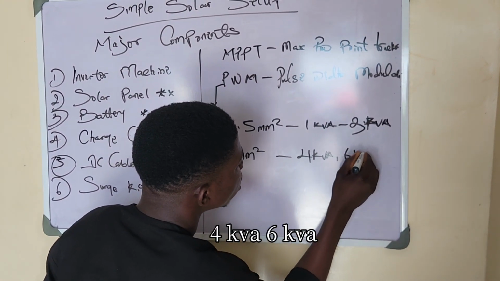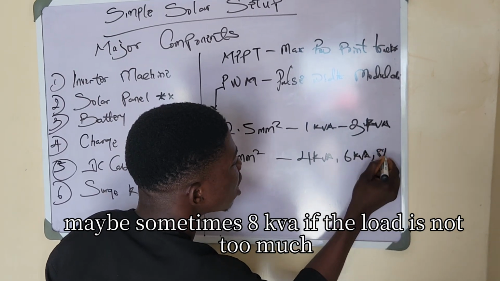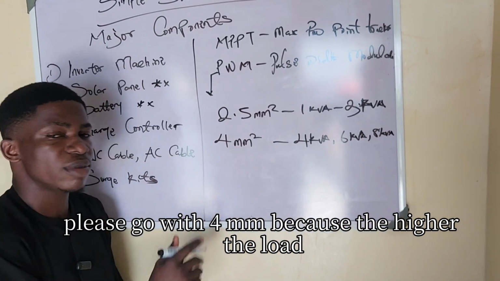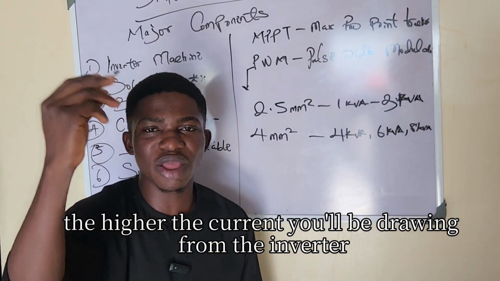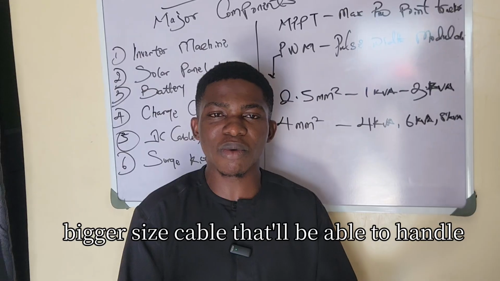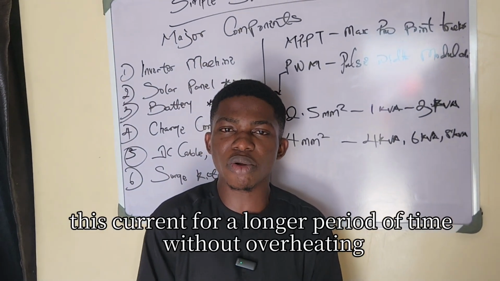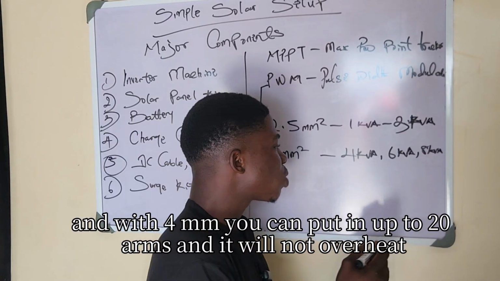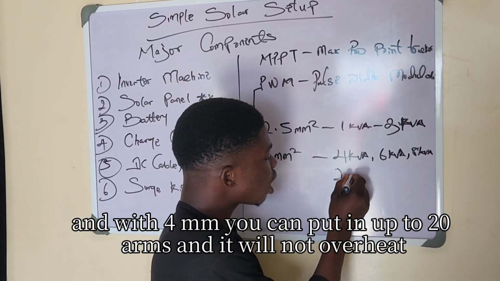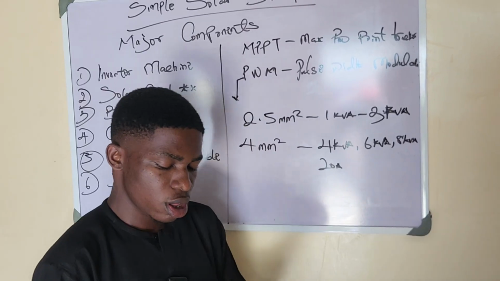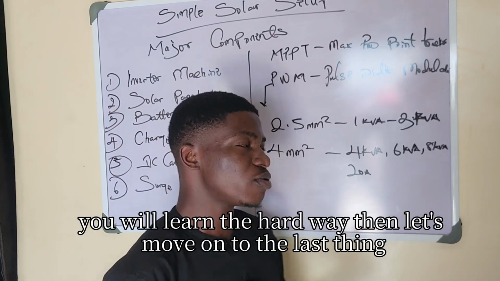But if you are going with, let's say, 4 kVA, 6 kVA, maybe sometimes 8 kVA, if the load is not too much, please go with 4 squared, because the higher the load, the higher the current you'll be drawing from the inverter. And because of that, you need a bigger size cable that will be able to handle this current for a longer period of time without overheating. With the 4 you can put in up to 20 amps and it will not overheat. But if you try that with this 2.5, you will learn the hard way.